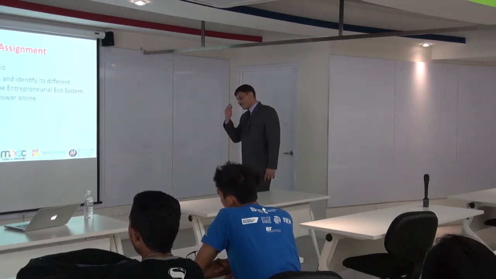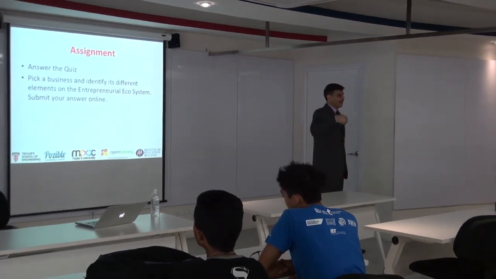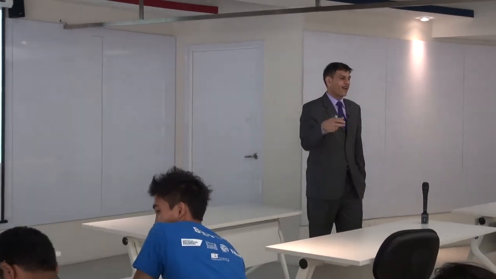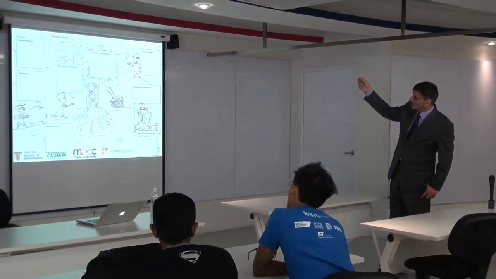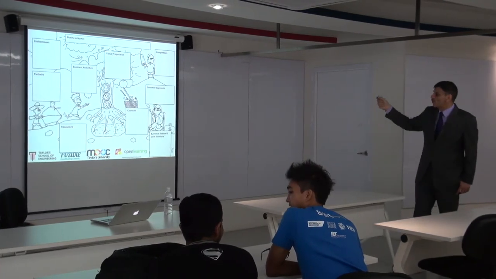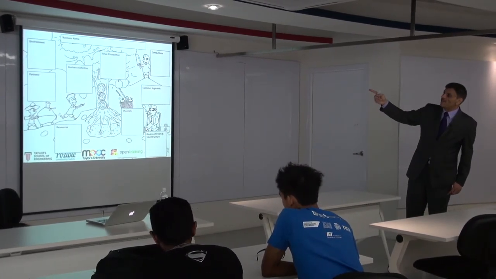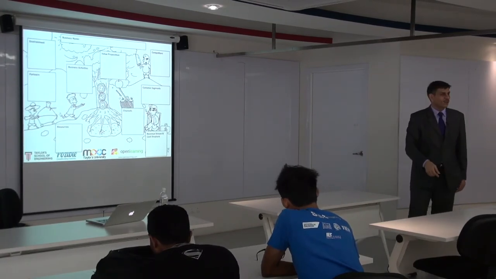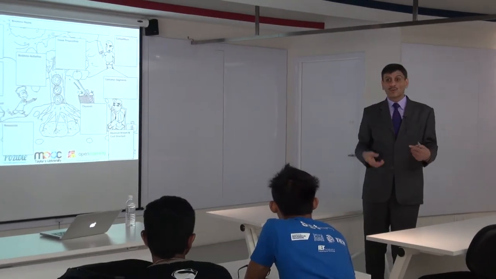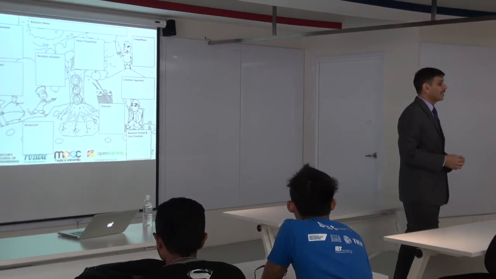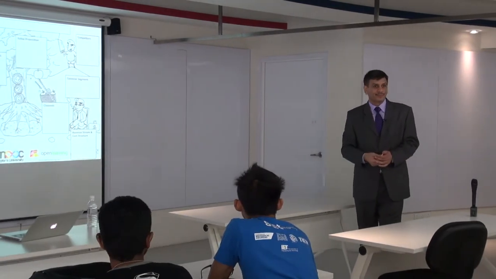So the last thing is, I'm going to give you this assignment. After the lecture, after we upload the lecture, there'll be a quiz. Please answer that. And I want you to pick a business and identify different elements of its entrepreneurial system and submit the answer online. So you write the business name, and then you put who are their customers, what customer segments they have, what channels they have, what is the environment in which they are operating, and so on and so forth. This assignment is both for the on-campus and the online students, and I hope that through this we will see some examples of businesses that are running in different parts of the world.